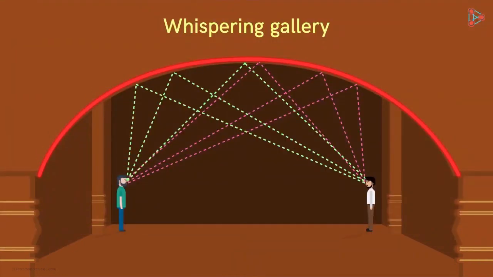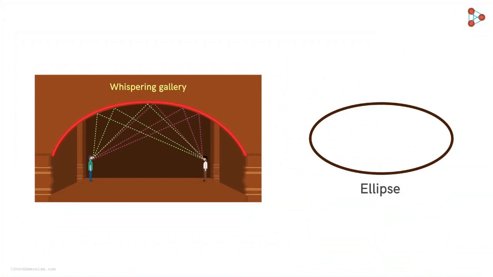Isn't this shape interesting? Each of these two special points of the ellipse is referred to as a focus, and together they're called the foci of the ellipse.